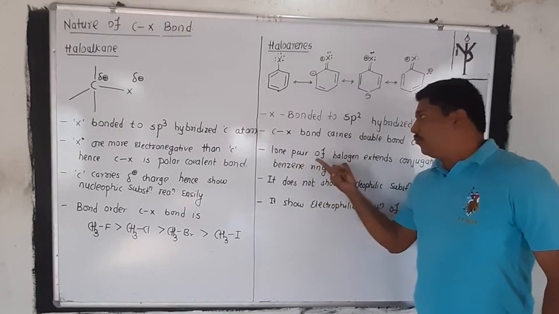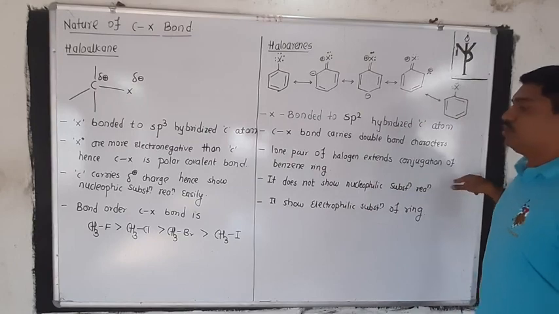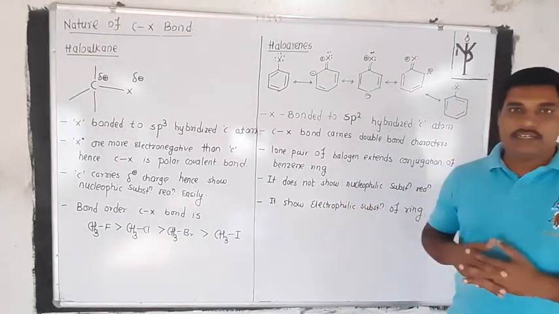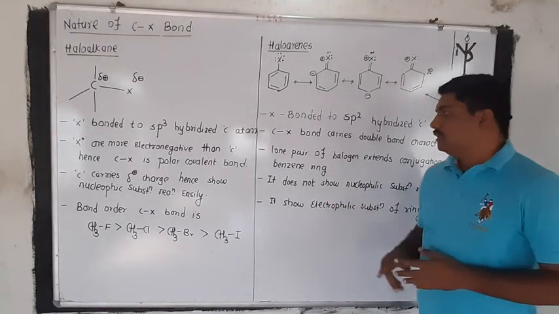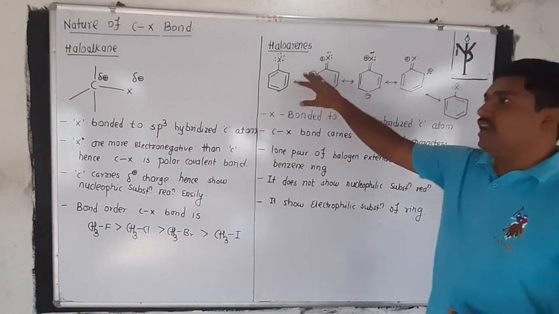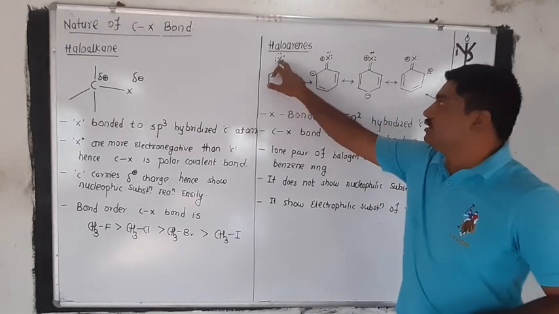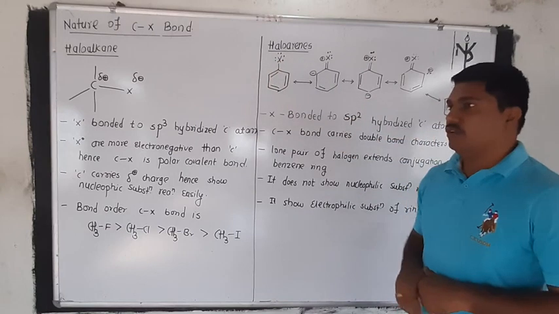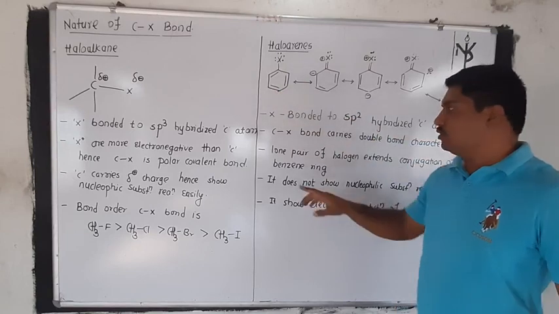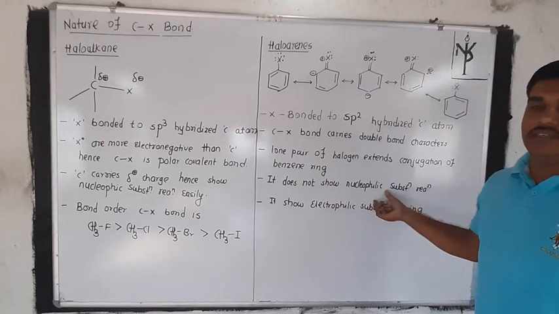Why does this happen? The lone pair of the halogen atom takes part in conjugation with the benzene ring. Conjugation means alternate single and double bonds. For this reason, we do not see any charge separation between the carbon and halogen bond. Hence, this carbon which is bonded to halogen does not carry a positive charge. Hence, it does not show nucleophilic substitution reaction easily.